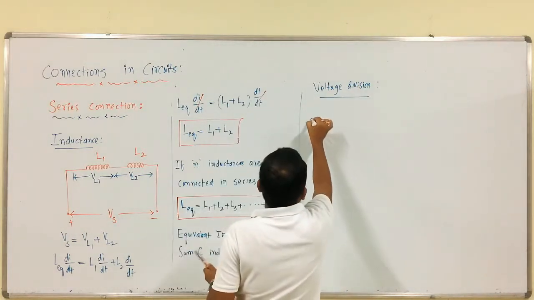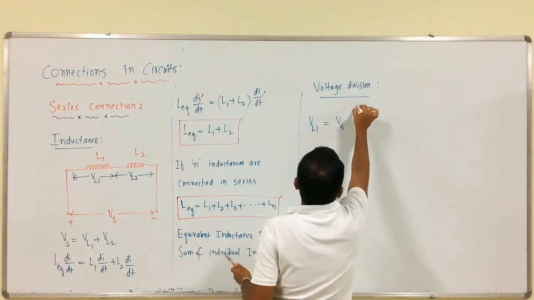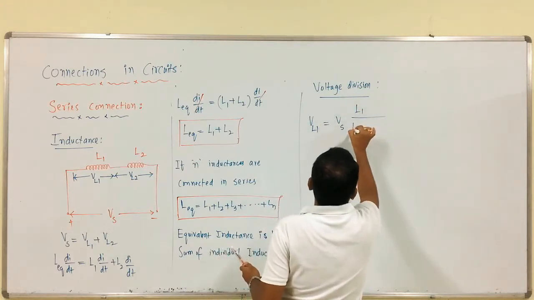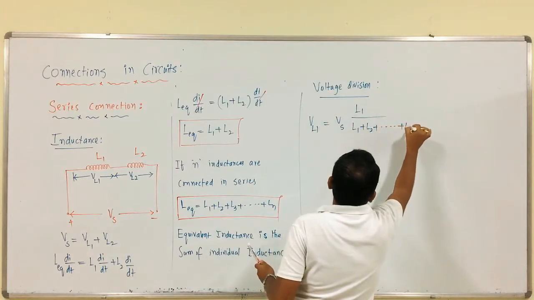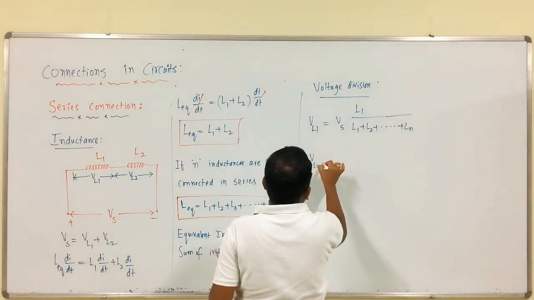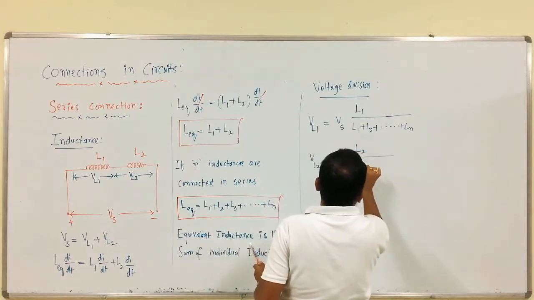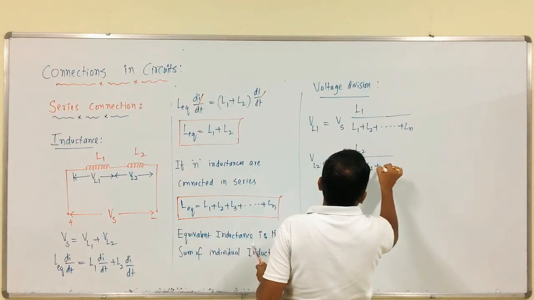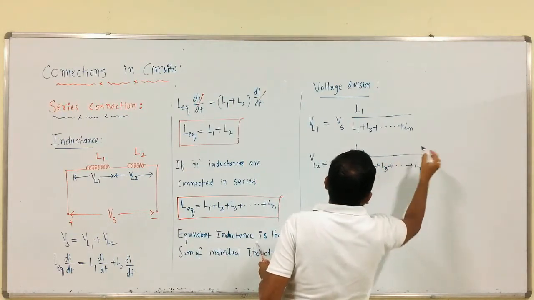Voltage division. So, the voltage across L1 is equal to what? Supply voltage times L1 by L1 plus L2 up to so on plus Ln, right. Like this, VL2 is equal to what? Vs times L2 by L1 plus L2 plus L3 up to so on Ln.